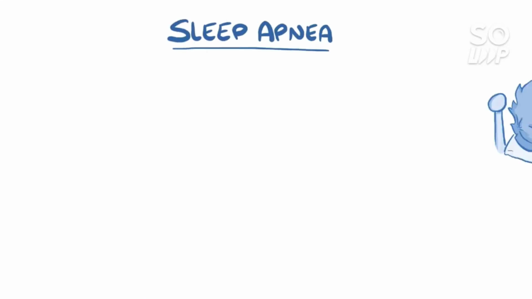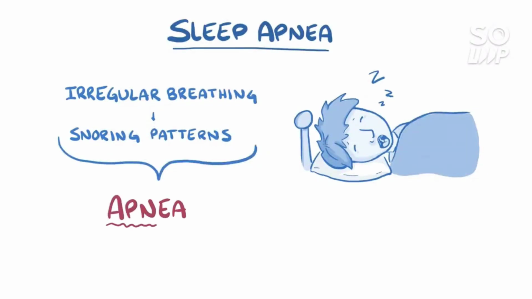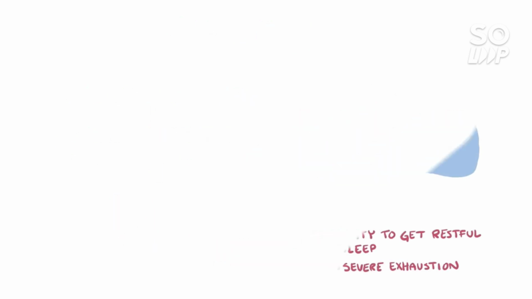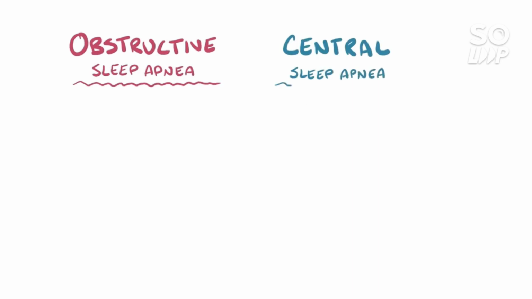Sleep apnea is a sleep disorder which causes irregular breathing and snoring patterns that can ultimately cause apnea, which is where a person momentarily stops breathing altogether. The inability to get restful sleep can also lead to severe exhaustion. Individuals can have obstructive sleep apnea, central sleep apnea, or features of both.